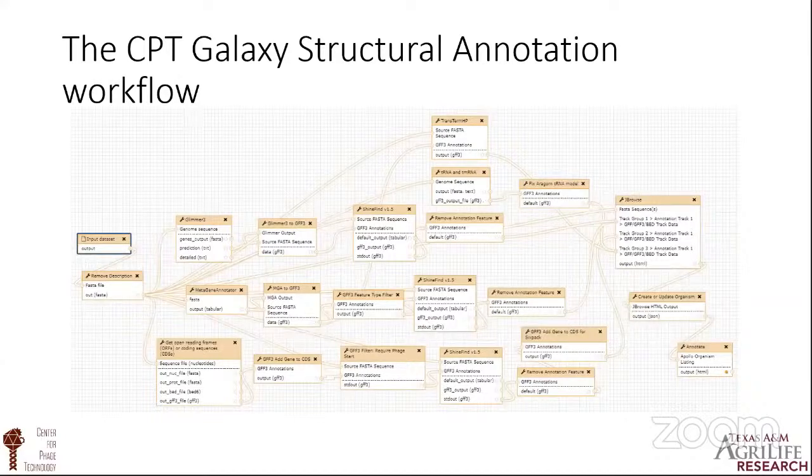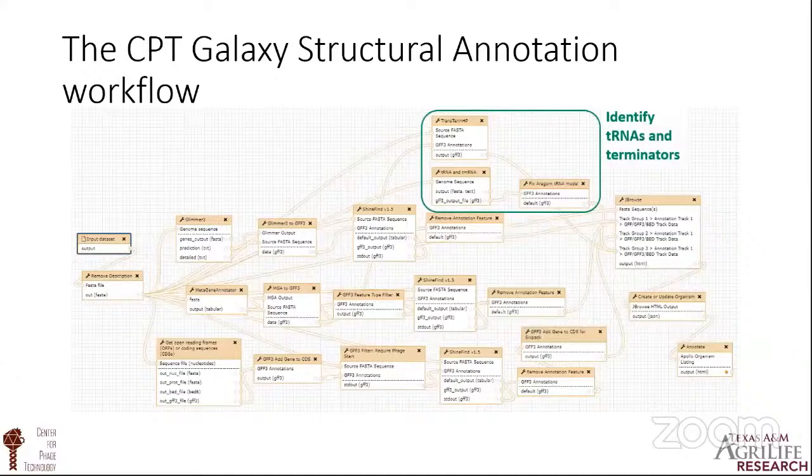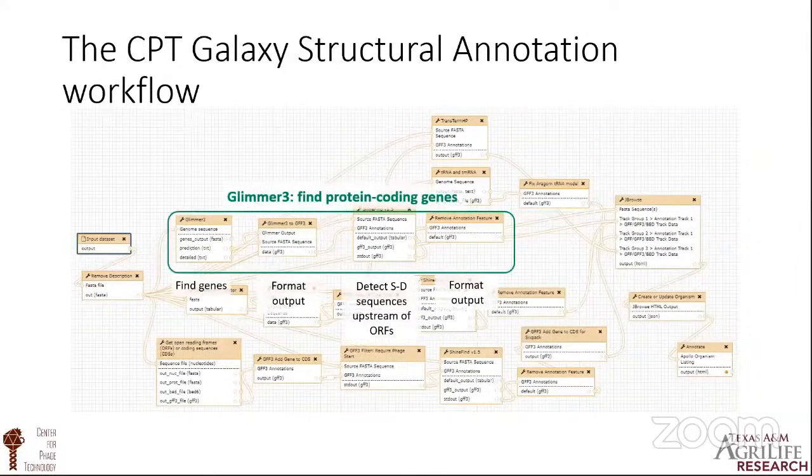I'm just going to go over some of the basic parts here, and we don't need to memorize the entire workflow. Up here at the top, there are analyses that will identify tRNAs and transcriptional terminators. We currently use tRNAscan and ARAGORN to identify tRNAs. We use two different gene calling programs. The first, shown here, is Glimmer3.